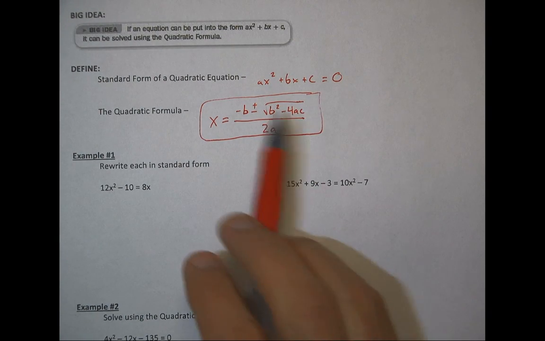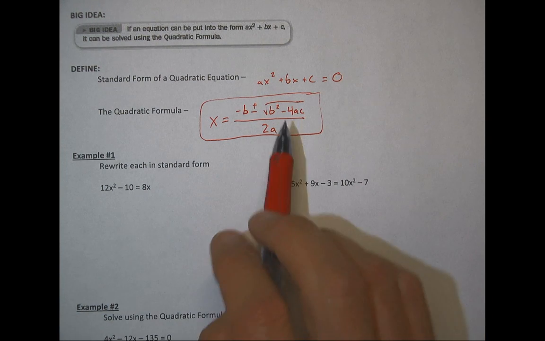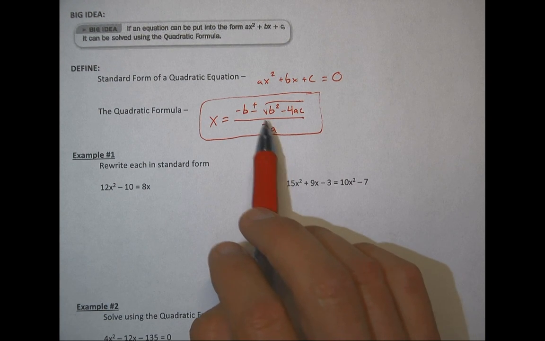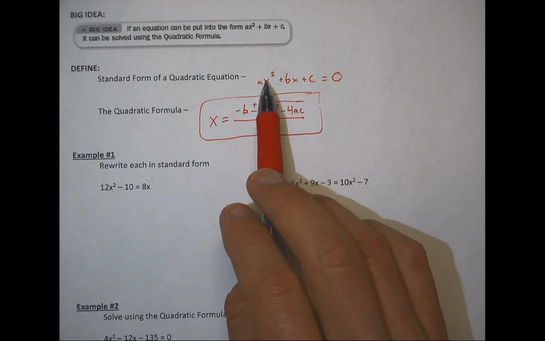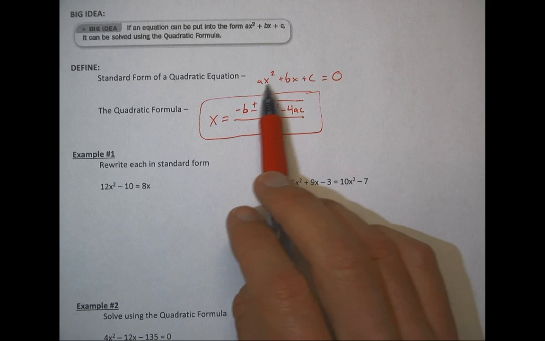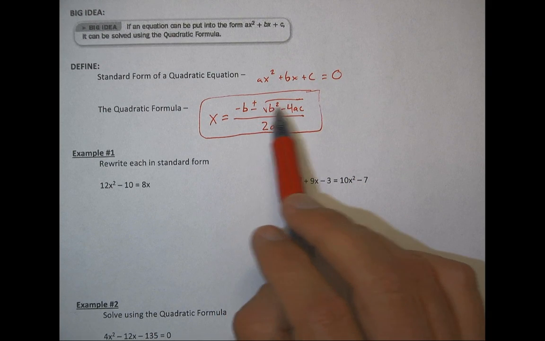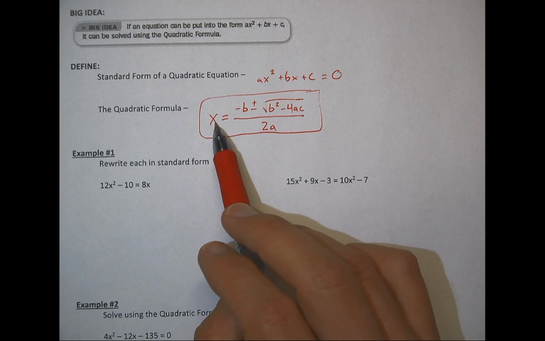Before we can use this, again, we need to know how to get these things into standard form. If you take a look, here's an a and a b and a c. Once we have things in standard form, we're going to take the numbers sitting in the a, b, and c spots and plug them into this quadratic formula, and then just solve it, and it's going to tell us what x equals.